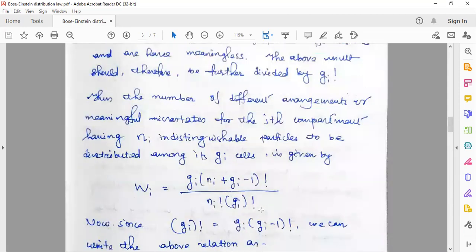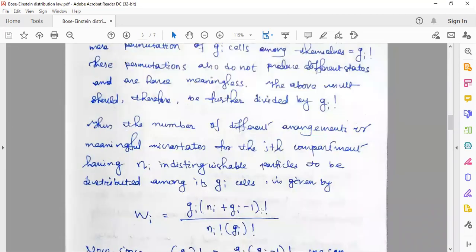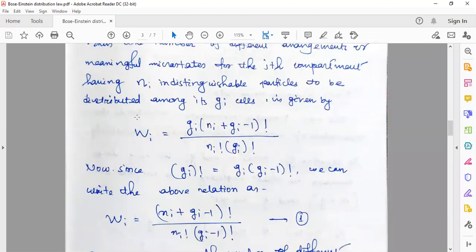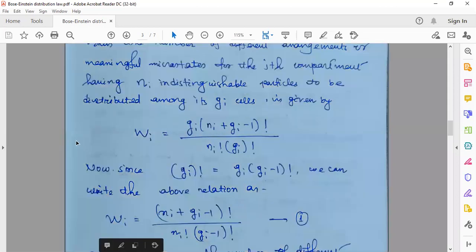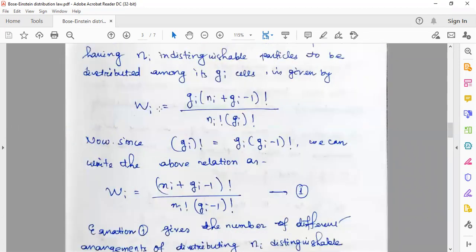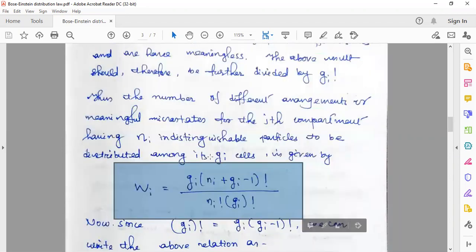This is very statistical or mathematical, whatever you can call it. The number of different arrangements or meaningful microstates in the ith compartment having ni indistinguishable particles is wi equal to gi (ni + gi - 1)! divided by ni! and gi!. So this expression you have to remember.